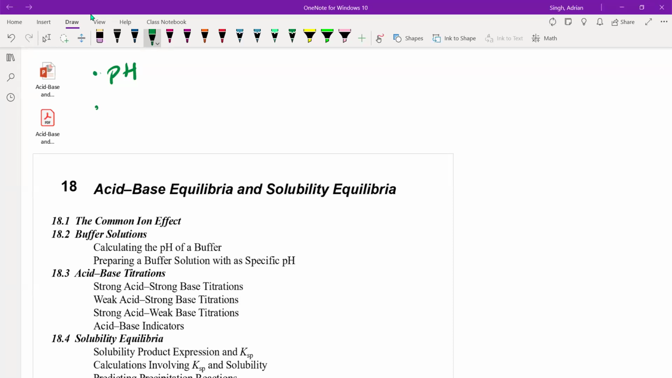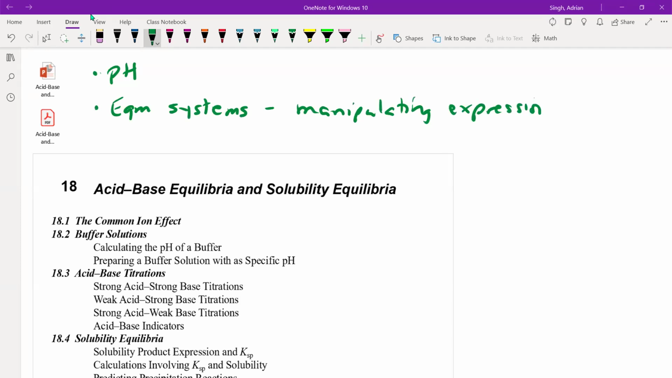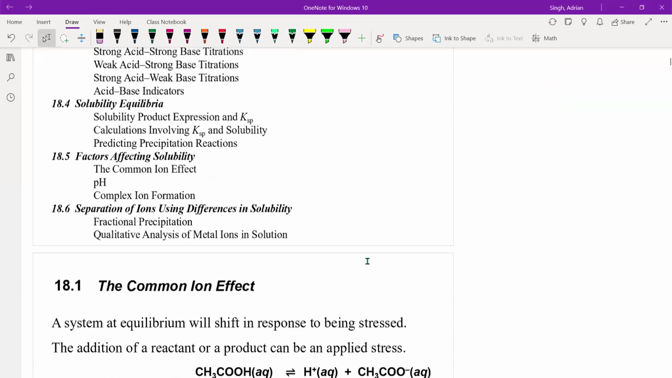We'd also need to recall all of the skills we learned with our equilibrium systems, and specifically manipulating your equilibrium expressions, the use of ICE tables, etc. Okay, so we're using a lot of the info we used in the previous sections now to address equilibrium applied to acids, bases, and also solubility.